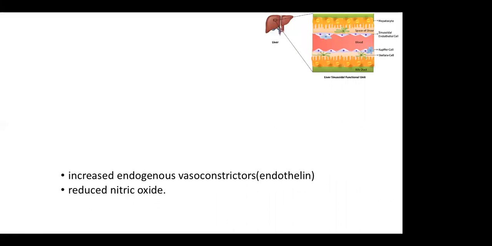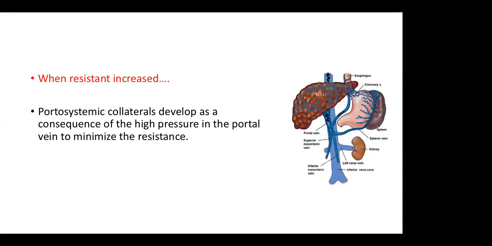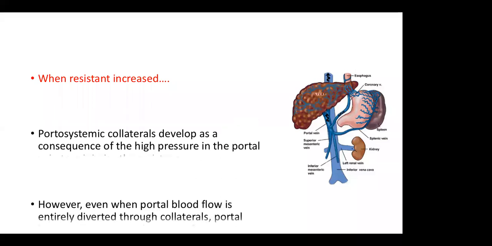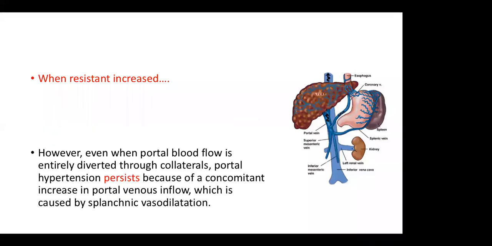increased endogenous vasoconstrictors like endothelin, or reduced nitric oxide activity. So when resistance increases, portosystemic collaterals develop as a consequence of the high pressure in the portal vein to minimize this resistance. However, even when the portal flow is entirely diverted through the collaterals, portal hypertension persists because of the concomitant increase in the portal venous inflow, which is caused by splanchnic vasodilatation.